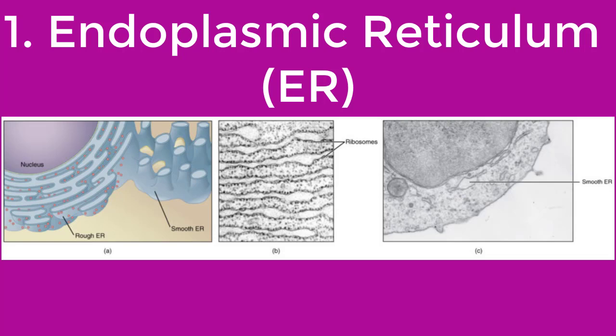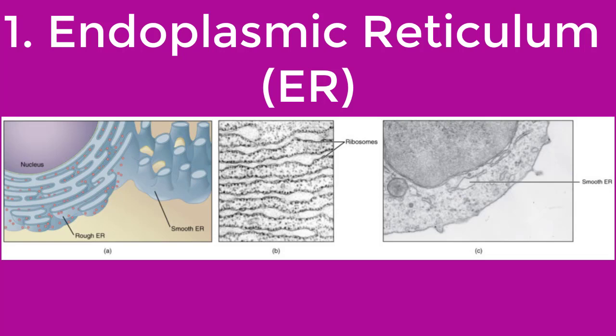The endoplasmic reticulum can also exist in two forms. One is the rough endoplasmic reticulum, and the second one is the smooth endoplasmic reticulum. These two types of ER perform some very different functions and can be found in very different amounts depending on the type of cell.